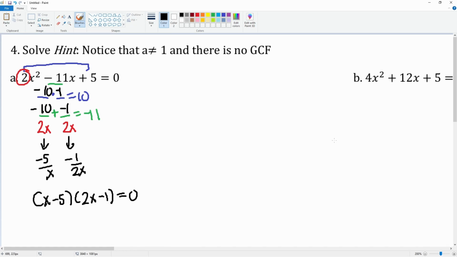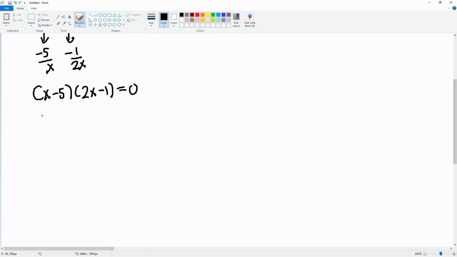Make sure that equals 0. Now you set up each equation and solve. x minus 5 equals 0 is the first equation. 2x minus 1 equals 0 is the second equation. Add 5 to both sides, so the negative 5 and the plus 5 cancel, leaving you with x is equal to 5. The next one, you have 2x minus 1, so we're going to add 1 to both sides.